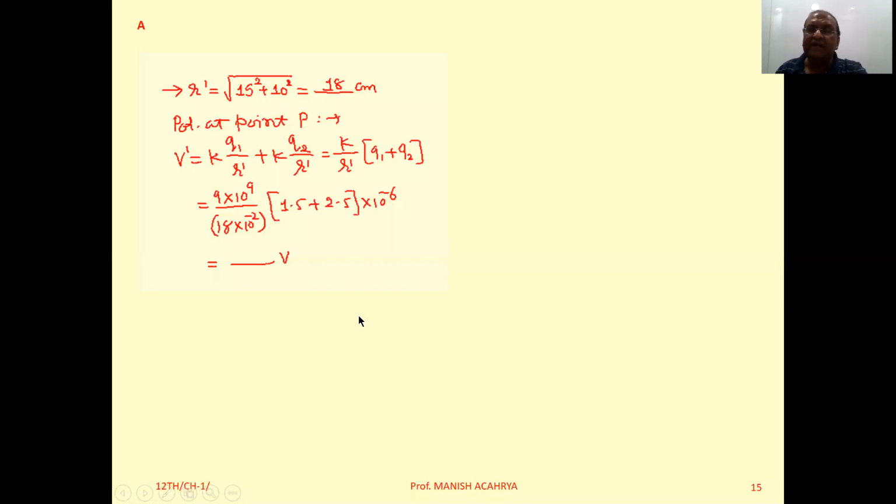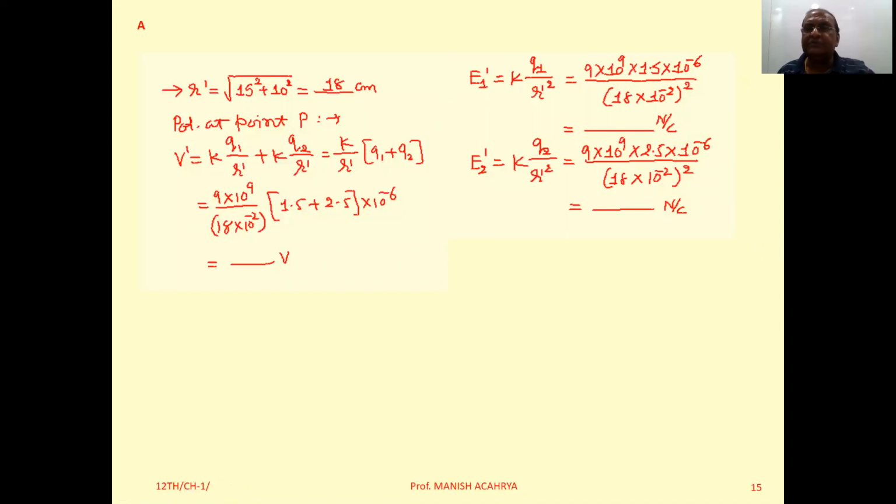Now we have to find the electric field at that point. Now see, magnitude wise the electric field at point P due to charge Q1 and due to charge Q2, we can calculate. E1 dash is kQ1 upon R dash square. So that is 9 into 10 raised to 9 into 1.5 into 10 raised to minus 6 upon (18 into 10 raised to minus 2) square. This much Newton per coulomb.